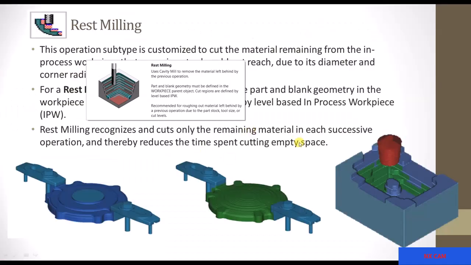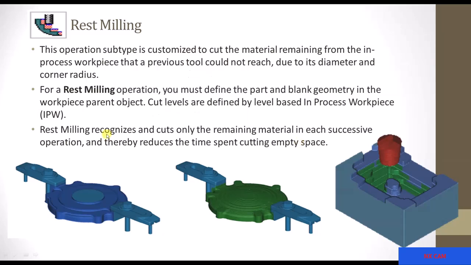For rest milling operation we need to define part and blank geometry for the operation, and rest milling will automatically recognize the area of cut and the material which remains from the previous operation. Because of bigger tool, because of corner radius, because of stock, the material which is left on the part surface we can cut with a small tool in this rest milling operation.